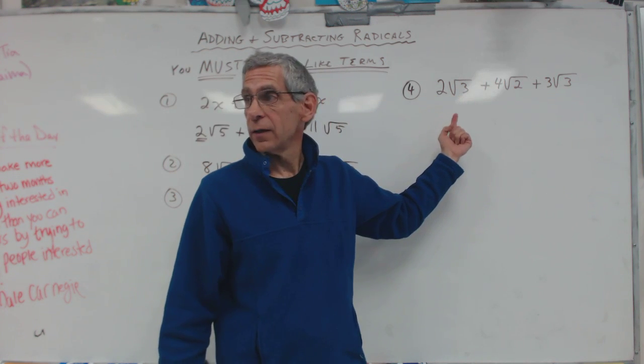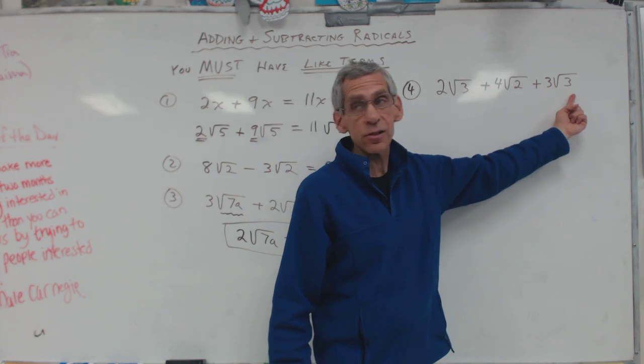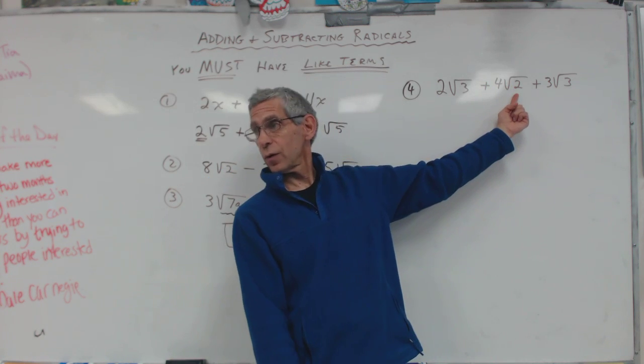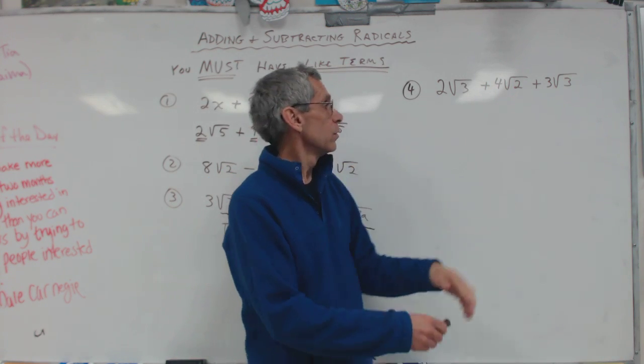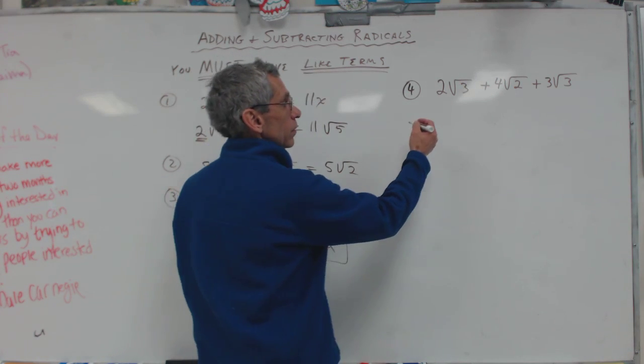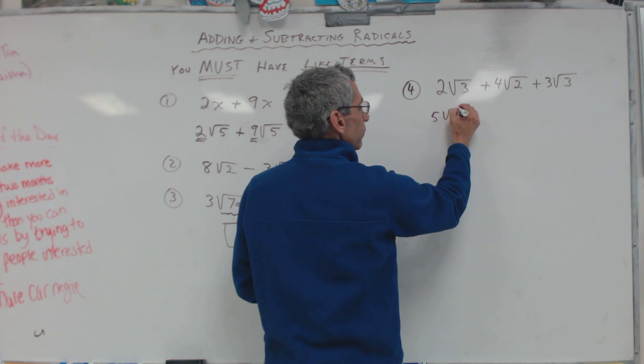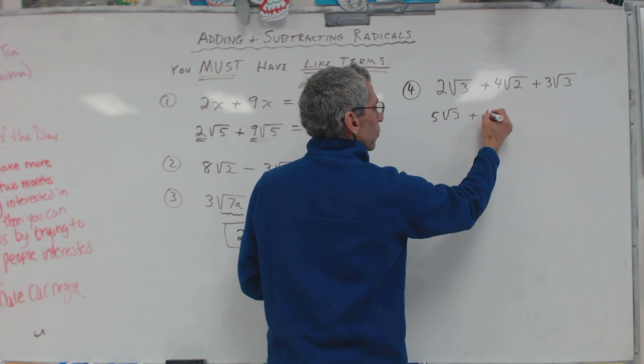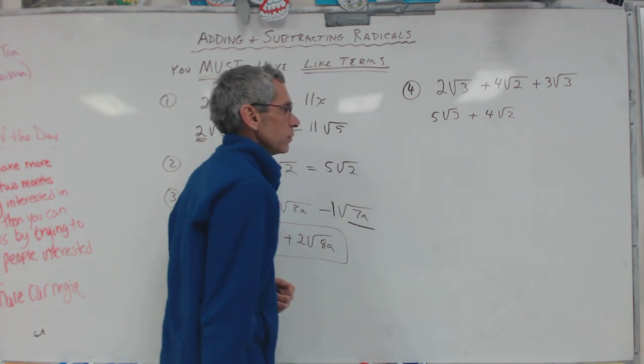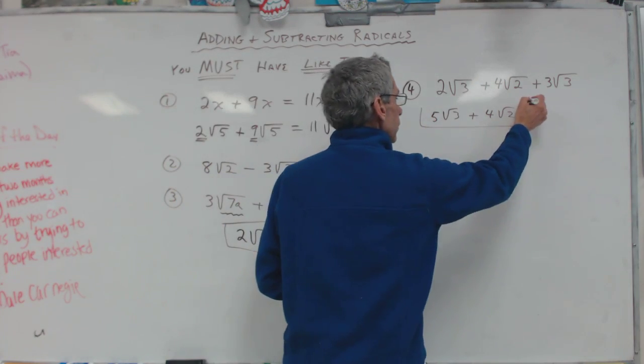They're not all like terms, right? That's the square root of 3, that's the square root of 3, but that's the square root of 2. So 5 square root of 3 plus 4 square root of 2. I could add the 2 and the 3 coefficients on the square root of 3, so that's 5 square root of 3 plus the 4 square root of 2. Good. That would be my answer.